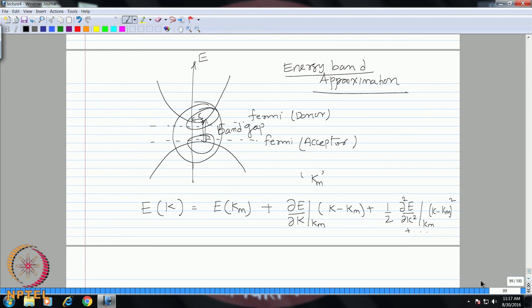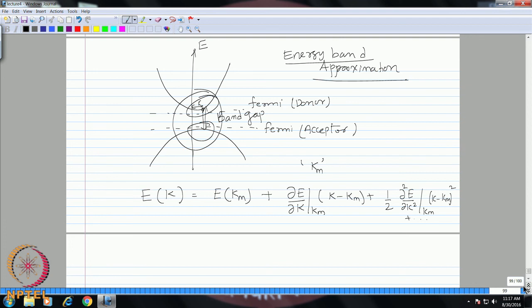So, now we can write this. Now, we know that at the maxima or minima point, what is the condition that we can apply?